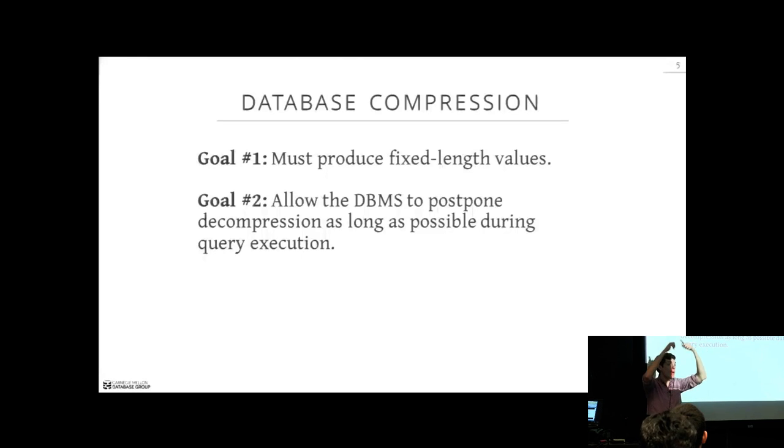And it's only when we have to return a value back to the application that we invoke the decompression protocol to put it back into its original form. Right? And the advantage of that is that now we're passing around fewer bits and fewer bytes from one operator to the next, because it can still be in the compressed form. So these are the two major goals we want to support for all our compression schemes.